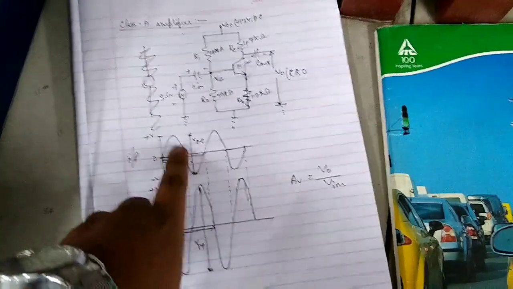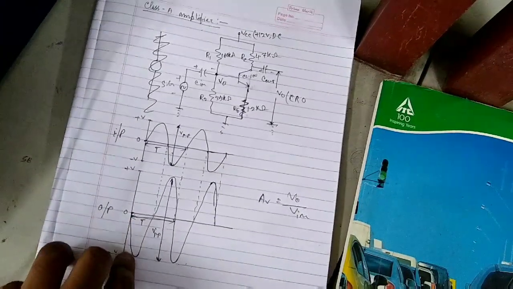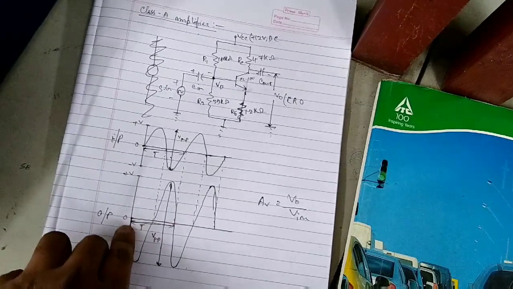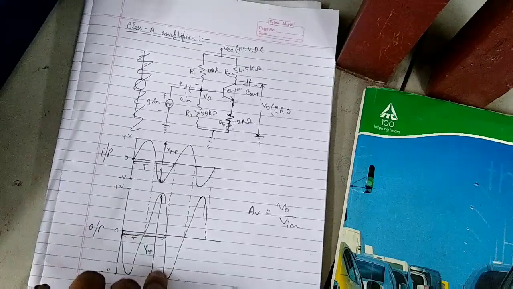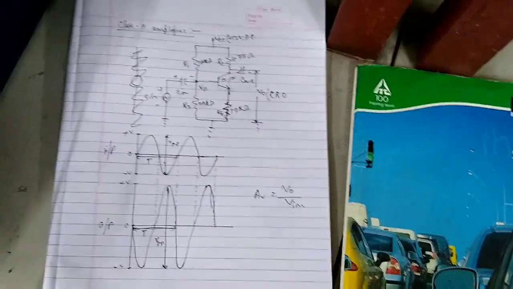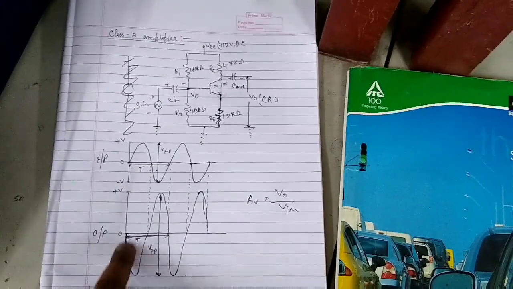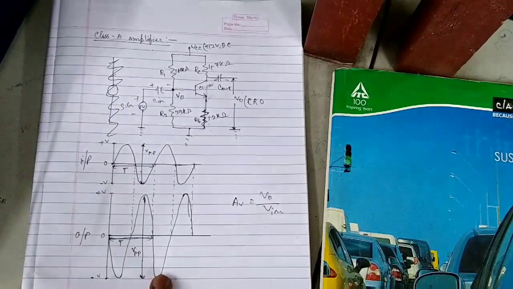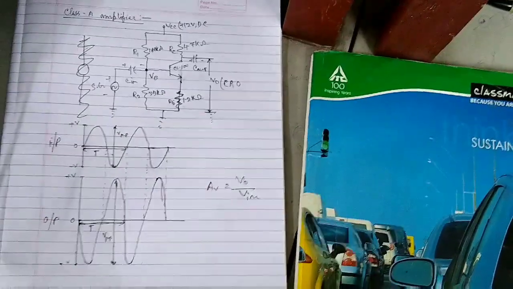This is the input sinusoidal wave, and in the output waveform you are seeing a 180-degree phase shift with respect to the input. This is the property of a class A amplifier, that the output is phase shifted by 180 degrees, and the output voltage of the circuit is greater than the input voltage.